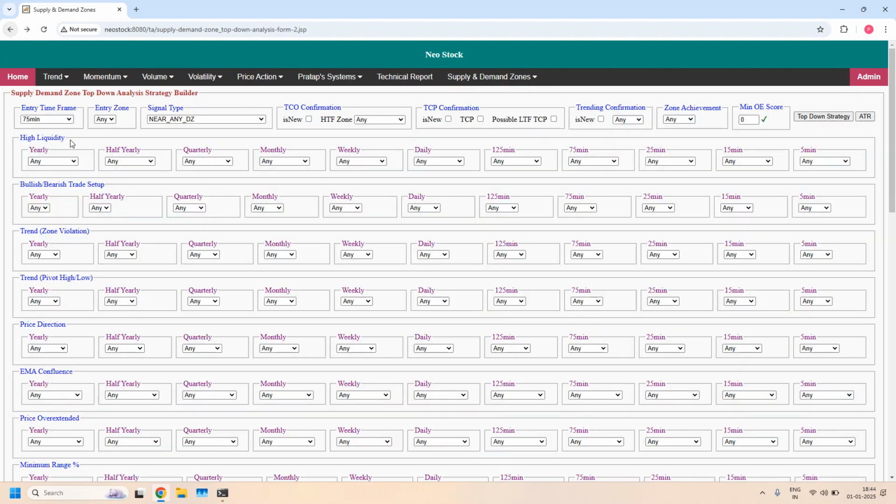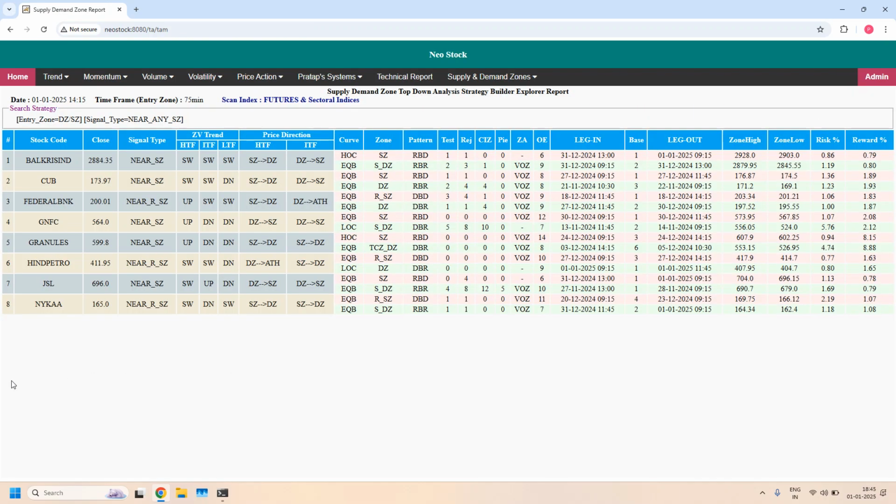Okay, next 75 minutes time frame. Stocks near 75 minutes supply zone. We got 8 stocks. Let us identify high liquidity 75 minute supply zones from this list. Federal Bank is having a high liquidity supply zone. Hindustan Petroleum is having a high liquidity 75 minute supply zone.